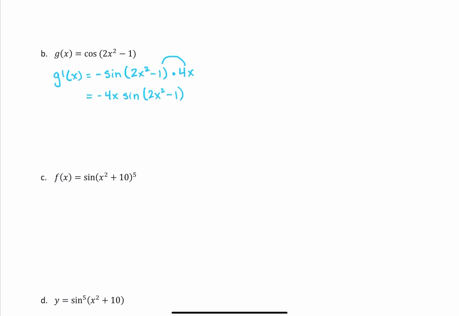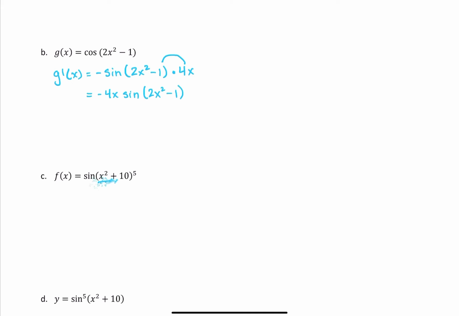For letter C, we have this function f of x is the sine of x squared plus 10 to the 5th power. What's important here is that the x squared plus 10 is what's raised to the 5th power. So when we do our derivative, we're going to have f prime of x is equal to, so our inside function is x squared plus 10 to the 5th, and the outside function is just a sine. So the derivative of sine is going to be cosine. Remember, we never change our angle, so that's x squared plus 10 to the 5th.